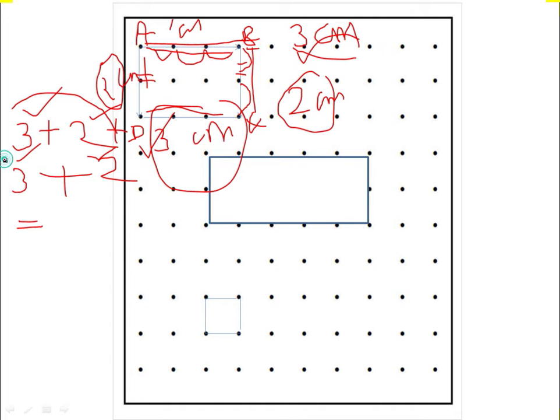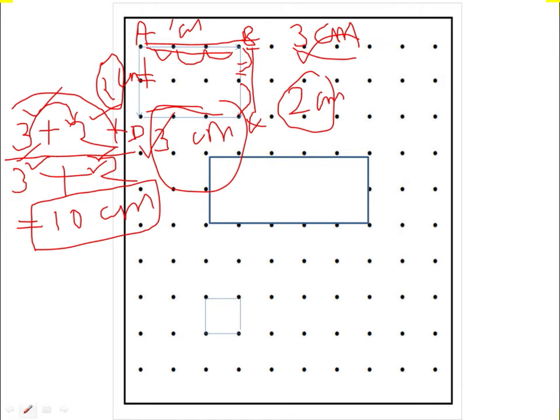Now can you total these numbers? 3 plus 2 means 5. 5 plus 3 means 8, and 8 plus 2 means 10. So the perimeter of this rectangle will be 10 centimeter.